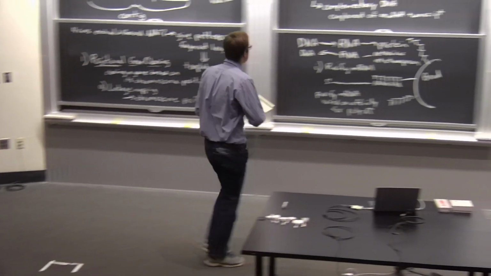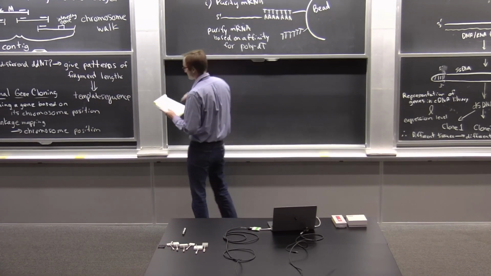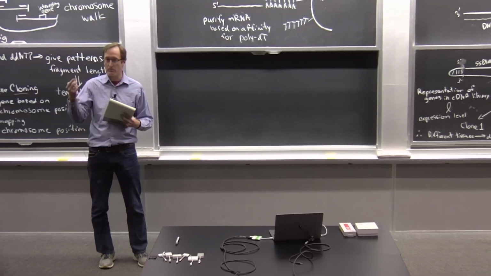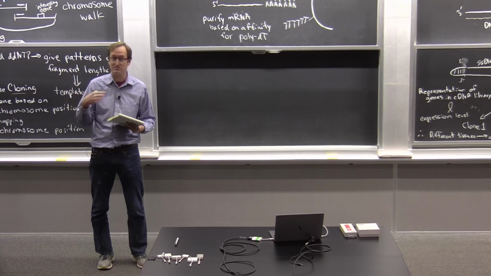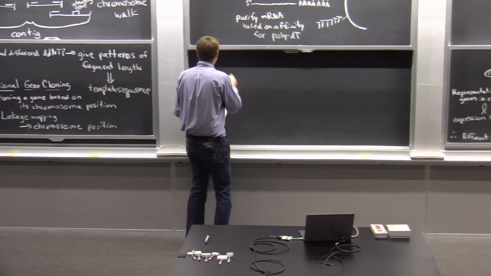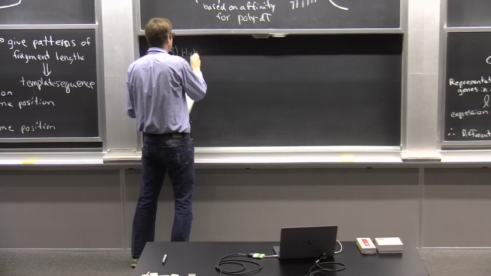Okay, so now I'm going to get to my final point for this lecture, which is a final technique that will allow us to determine whether or not a transcript is expressed in a single cell type or ubiquitously throughout an organism. And this involves a technique which is known as hybridization.